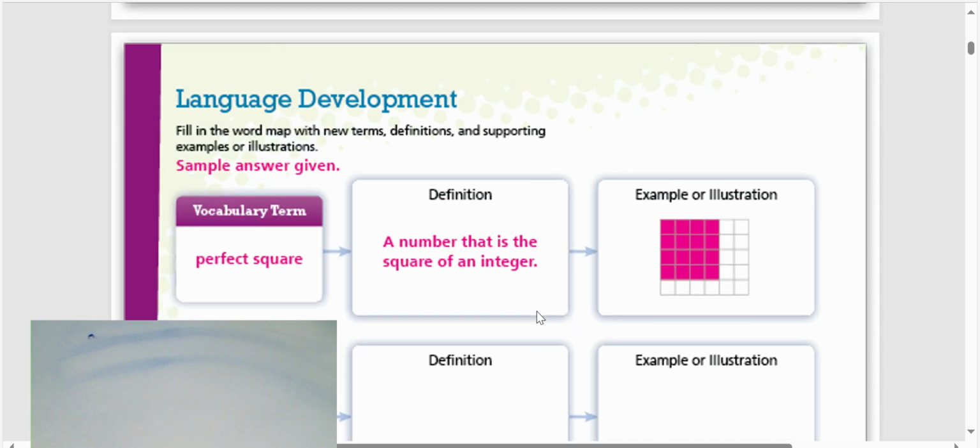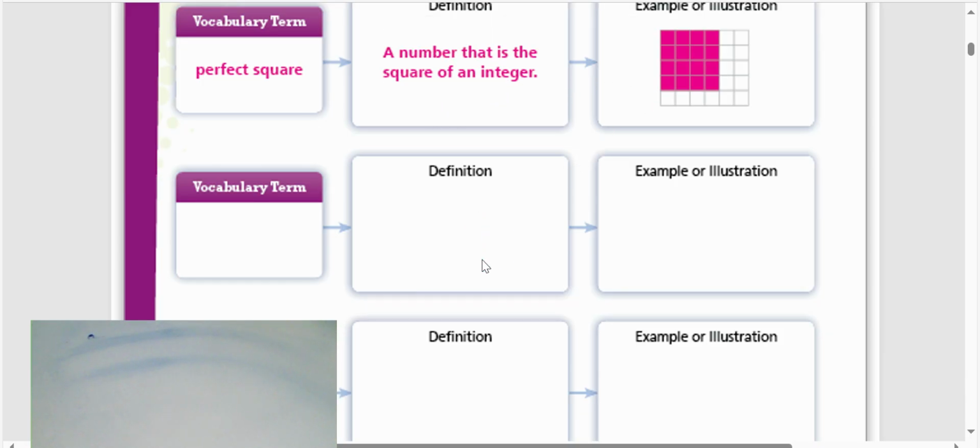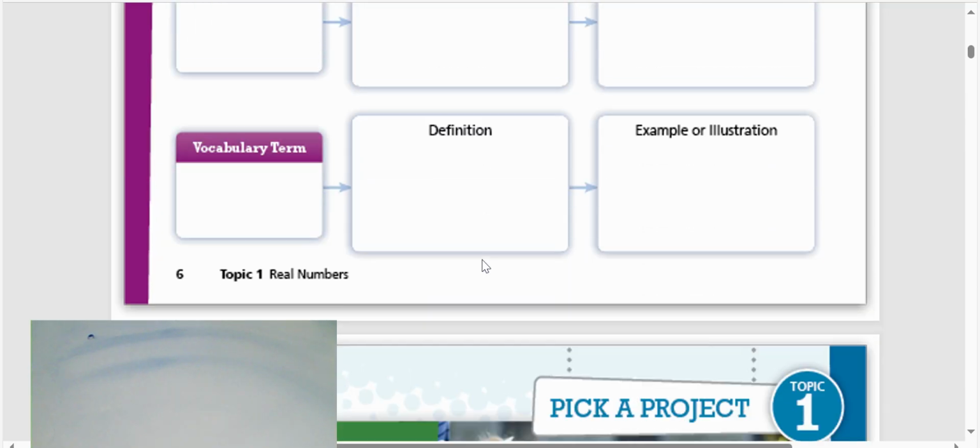Now we will see the definition. Perfect square number here. Perfect square, it means like 3 times 3 equals 9. We call it a perfect square. We can find the square root of the number. A number that is the square of an integer. Okay, as a definition here, next page.